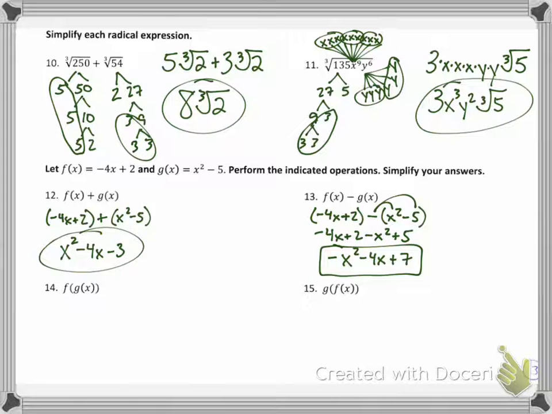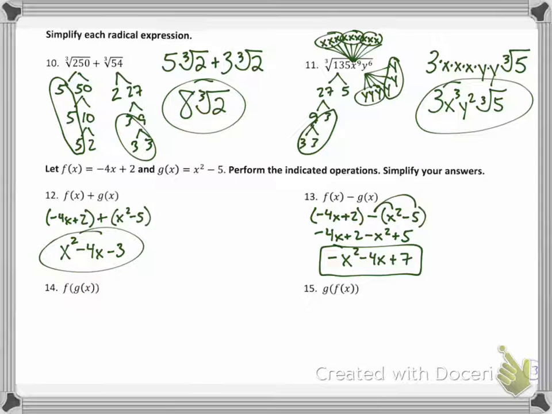Now, 14 and 15, this is where we get into composition. So that was a much newer skill that you learned earlier in the chapter. Keep in mind what this is telling you. You work your way inside out. So I have f of g of x for 14. What that means is I need to take the g function and go plug it in for f.